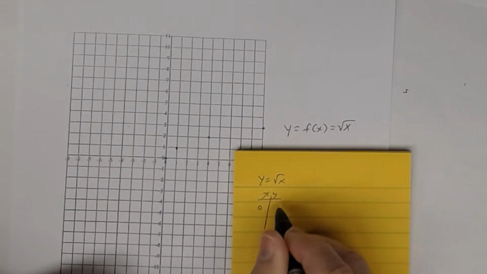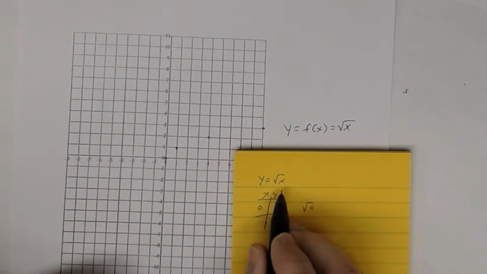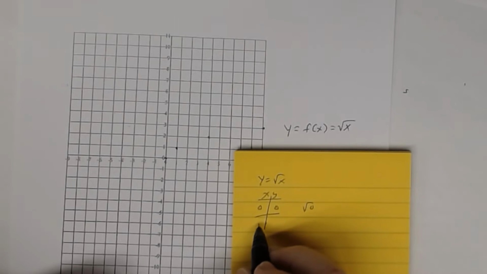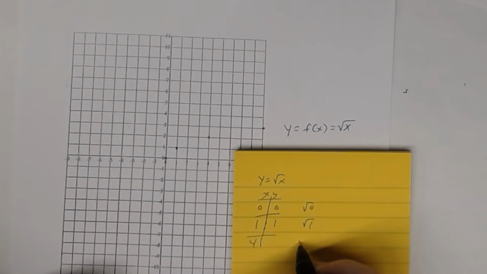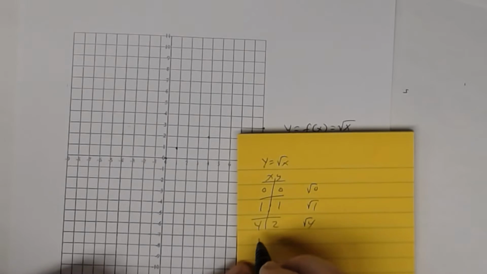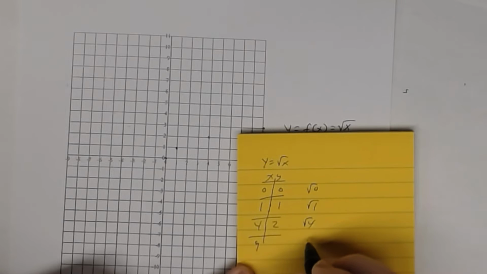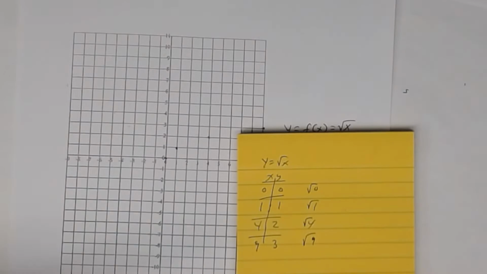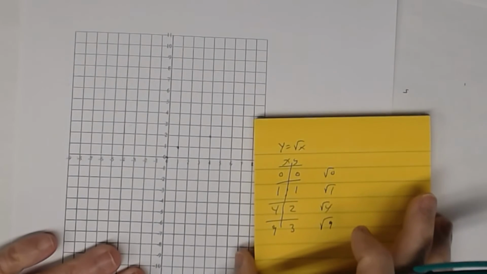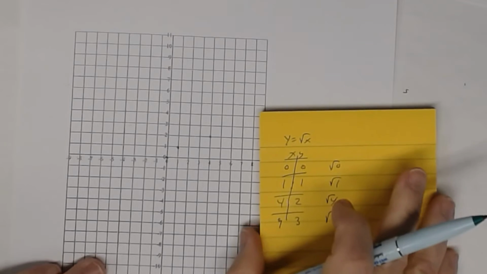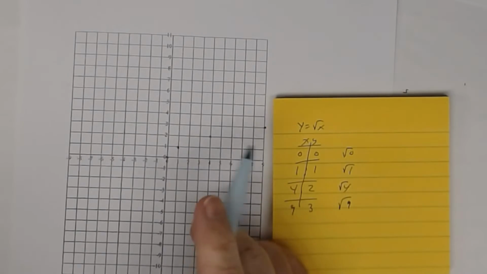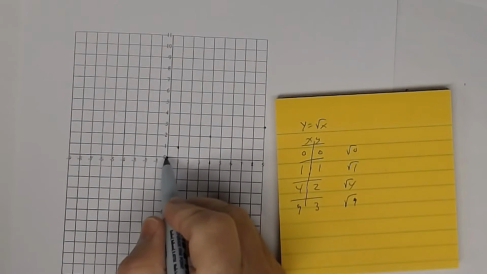So when x is 0, the square root of 0 is 0, right? I'm going to use perfect squares here so I don't have to deal with decimals. When x is 1, the square root of 1 is 1. When x is, let's say, 4, the square root of 4 is 2. And when x is 9, a perfect square, the square root of 9 is 3. When I plot those points, I'm going to use a colored marker. But here's 0, 0.